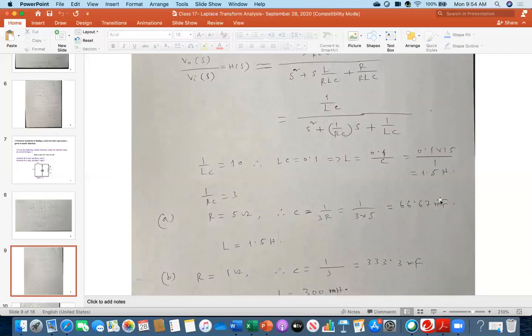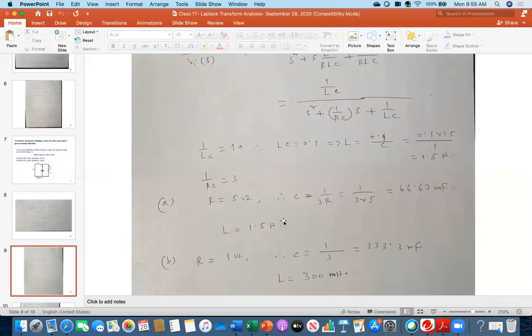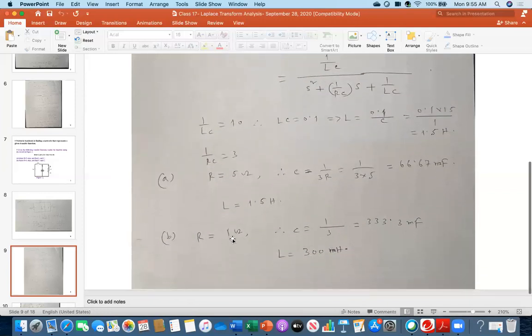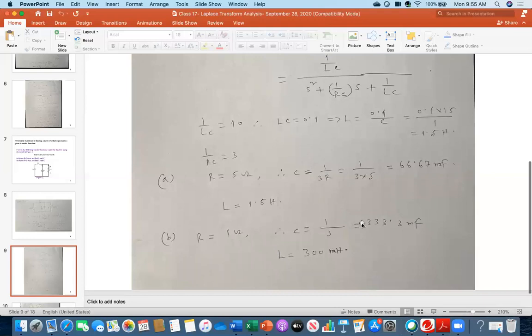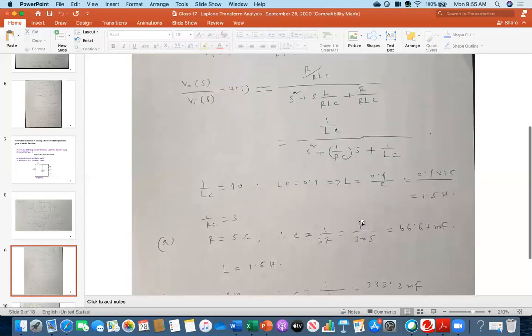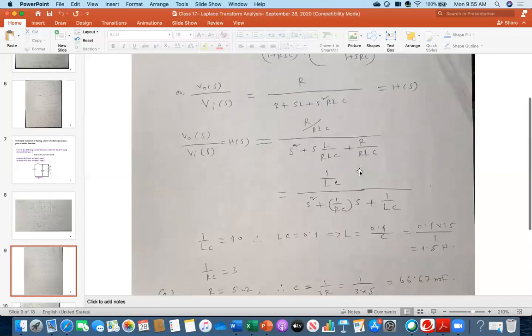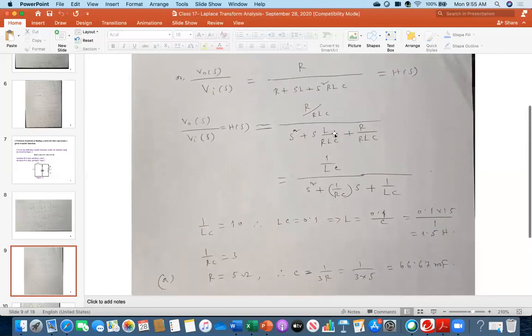And then substitute this value there. So you will get 1.5 henry as the L value, because your LC is 0.1. Once you get the C value and plug it in there, you will get the L value. So this means my L is 1.5 henry. Similarly, when R is 1 ohm, your capacitor value is this, again by the same reasoning, and the L value is 300 millihenry. So that's all. I constructed the circuit with the help of the given transfer function. Everybody, could you follow? Do you understand?